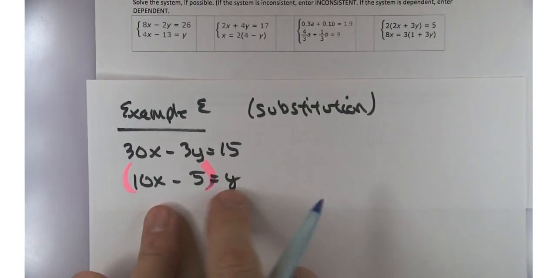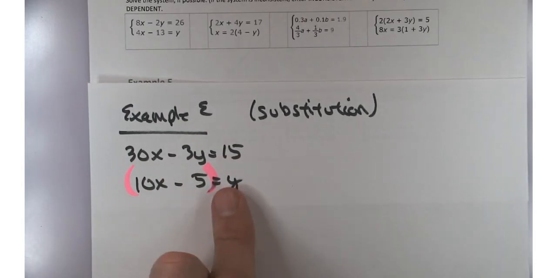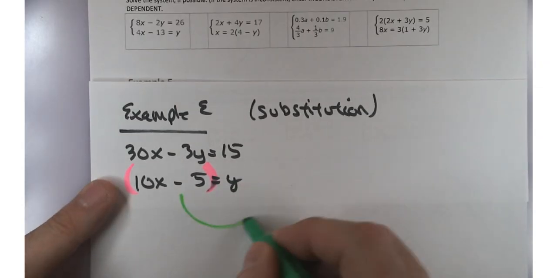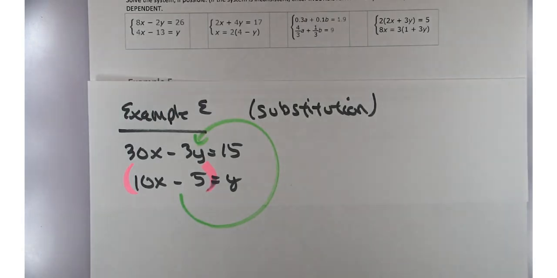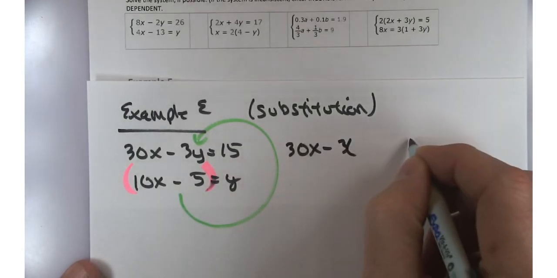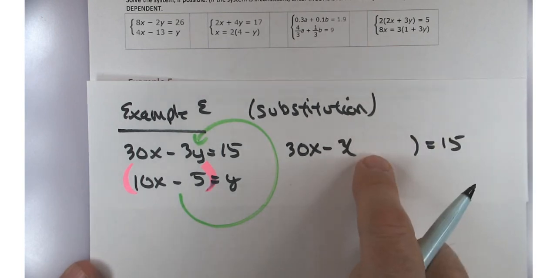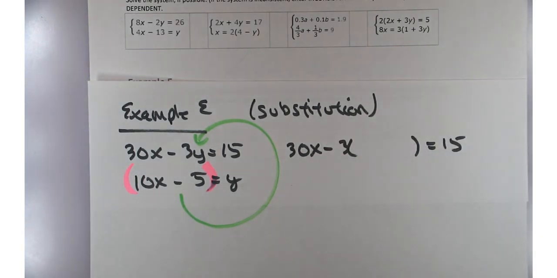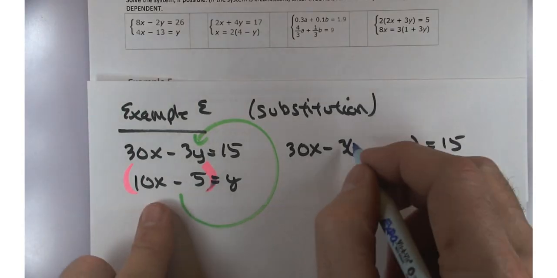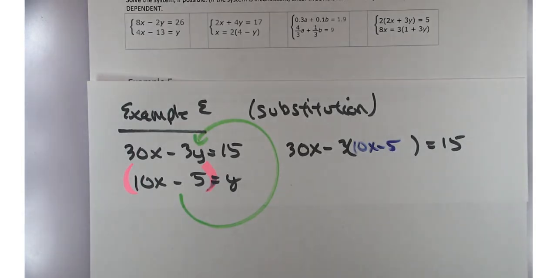Y is equal to this, so these two things are interchangeable. I can take this expression from the second equation and plug it into here, into the first equation. So let's do that. 30x minus 3 times something equals 15. That something is the expression for y. So I'm just going to put in a 10x minus 5 here, and let's see what happens.